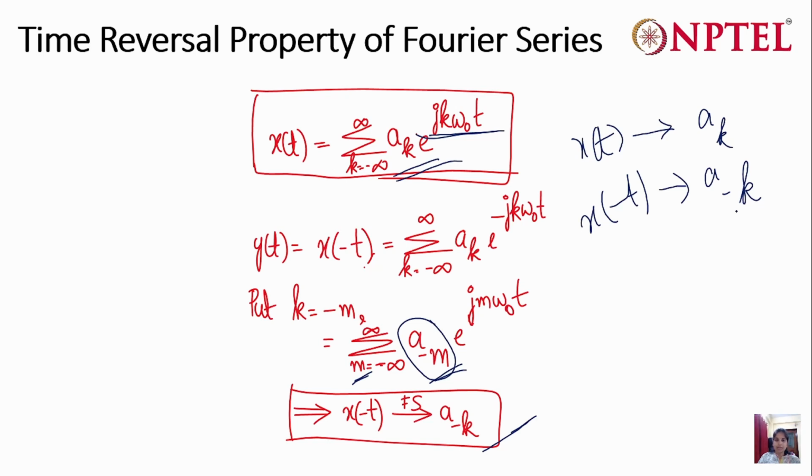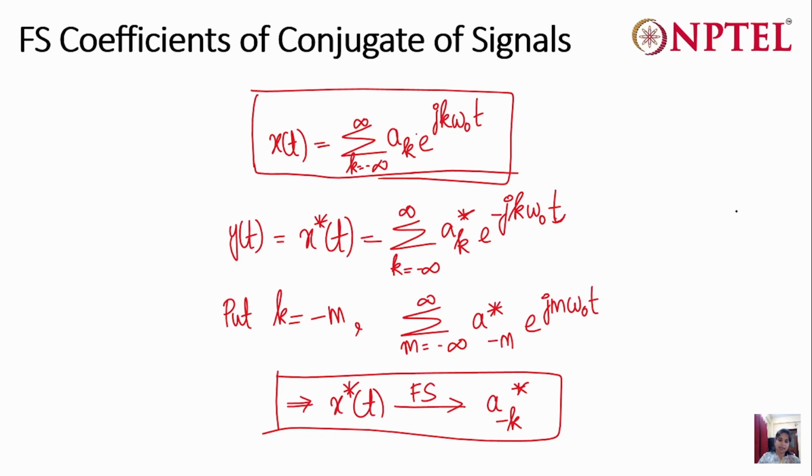Now let us see the conjugate property. So we know x of t is the same thing, summation over k of ak e power jk omega naught t. Now we are going to find the Fourier series coefficient of x conjugate of t. When I'm putting the conjugate here, obviously I have to put the conjugate on the right hand side also. So I get ak conjugate. This also goes to conjugate, so e power minus jk omega naught t.